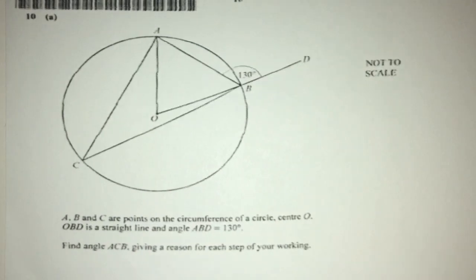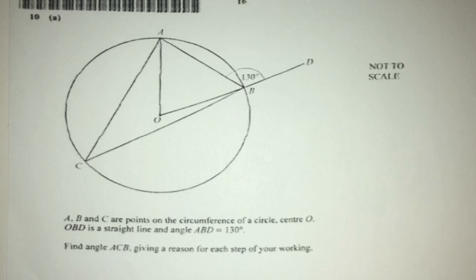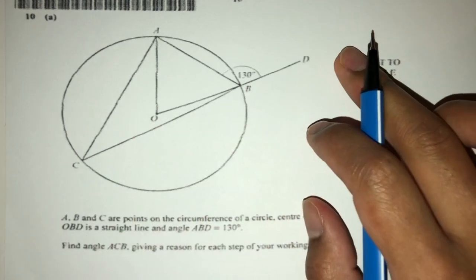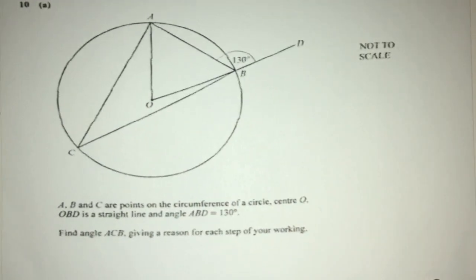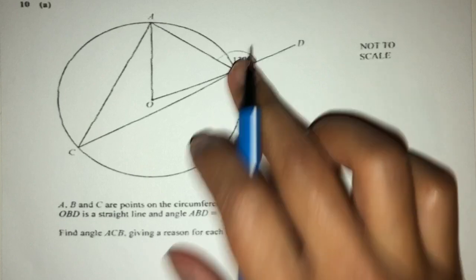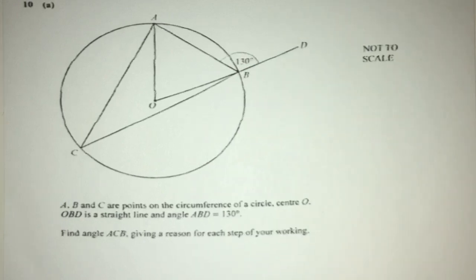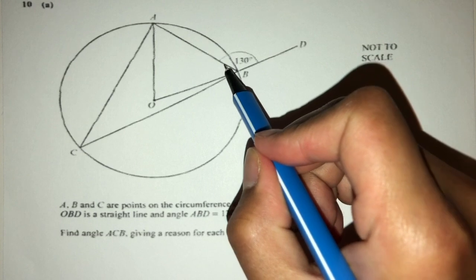Okay, so here we have a circle. A, B, C are points on the circumference of a circle, center O. Now we have OBD is a straight line. Okay, good to know. And the angle ABD is equal to 130. So because OBD is a straight line, we can conclude that the angle here will be what?